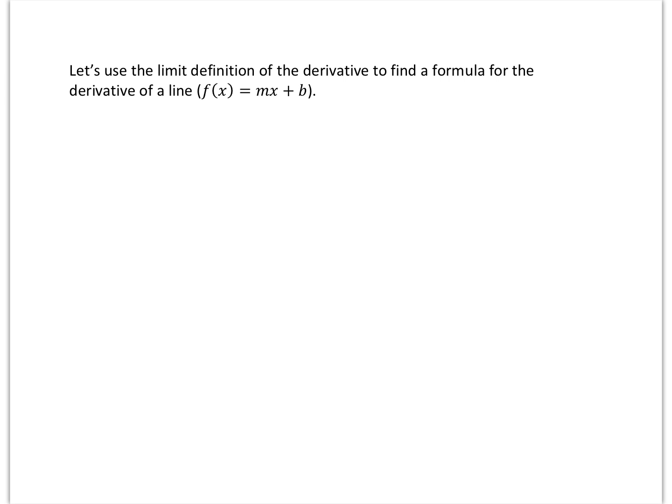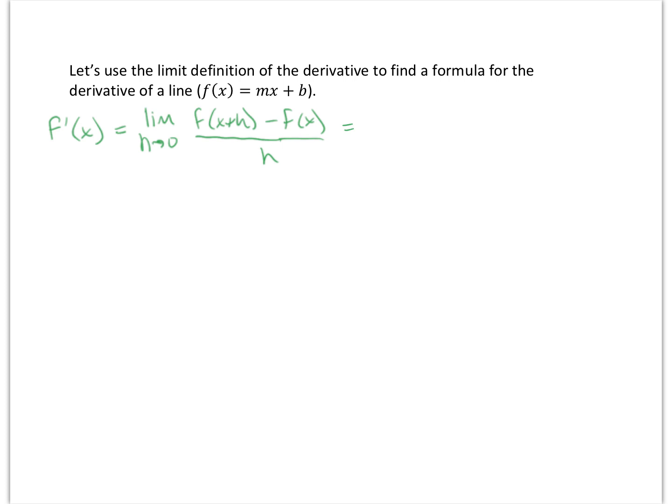Let's use the limit definition of the derivative to find a formula for the derivative of a line. So remember the formula for a line is mx plus b. So I want to find a formula for f prime of x. The definition of the derivative is the limit as h goes to 0 of f of x plus h minus f of x all over h. And then I'm going to use function notation. This f of x plus h means go to your function f and replace all the x's with x plus h's, in the whole formula.